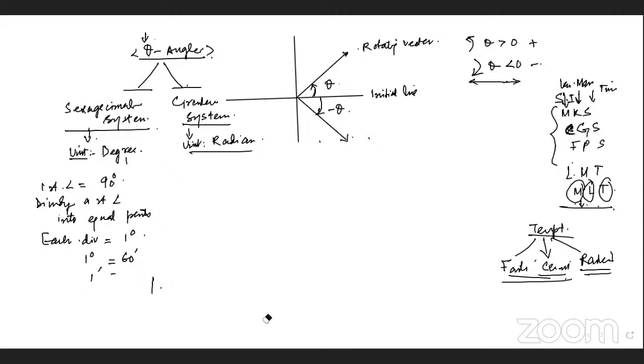But I just don't want to go into this detail, because when we measure angles in the circular system, in the sexagesimal system, we have one division. When we divide a right angle into 90 equal parts, each division is equal to 1 degree. 1 degree is equal to 60 minutes, and 1 minute is equal to 60 seconds. So this is one part.